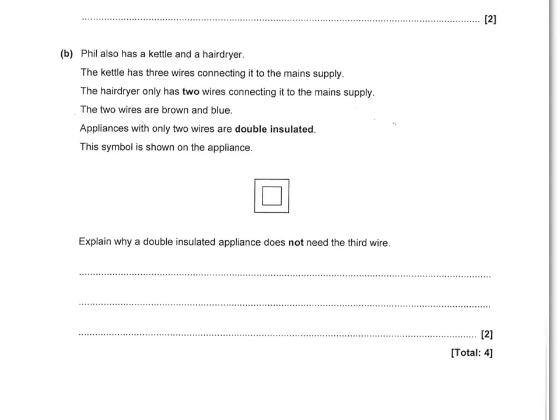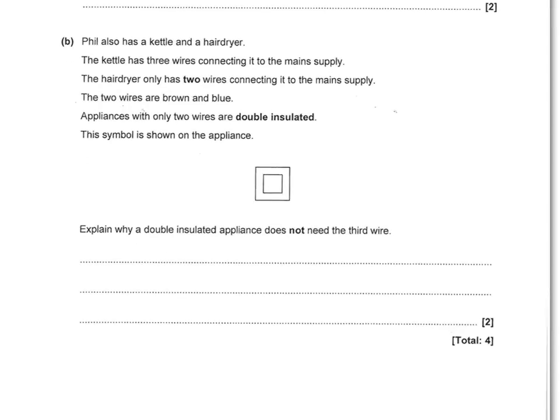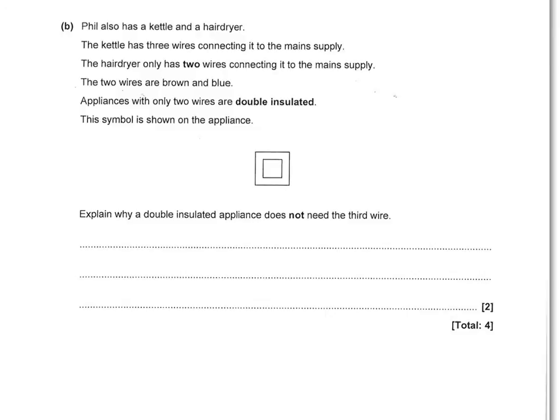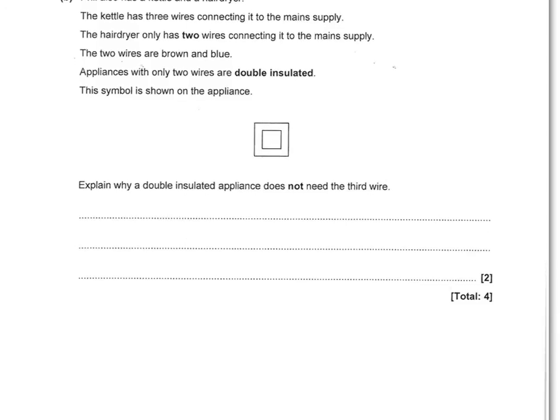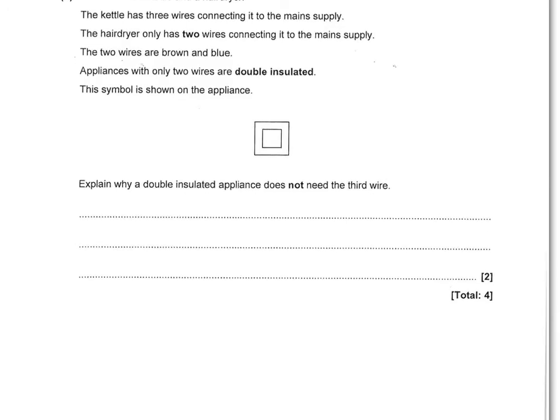Phil also has a kettle and a hairdryer. The kettle has 3 wires connecting it to the main supply. The hairdryer only has 2 wires connected to the main supply. The 2 wires are brown and blue. Appliances with only 2 wires are double insulated. This symbol is shown on the appliance. Explain why a double insulated appliance does not need the 3rd wire.